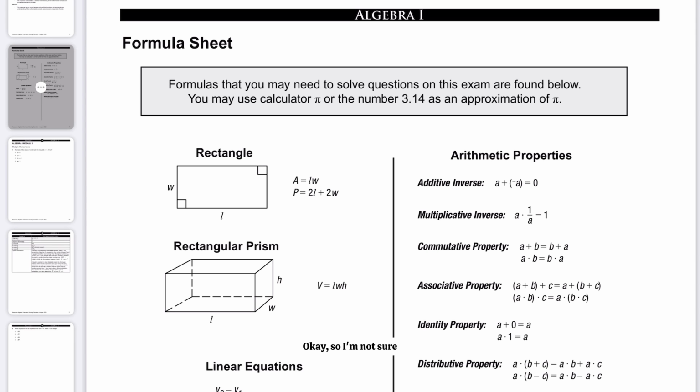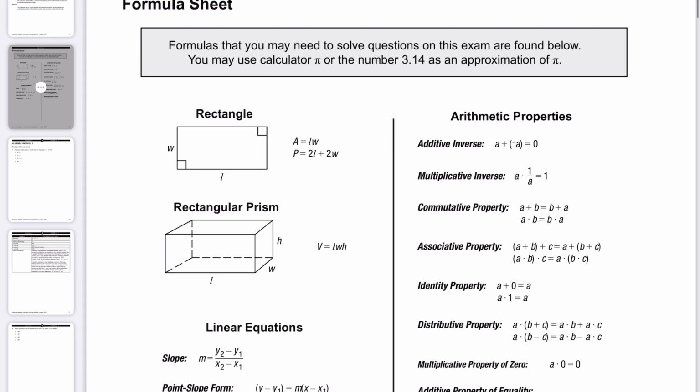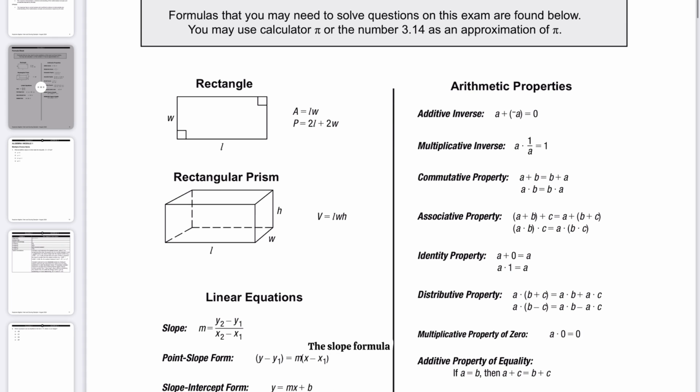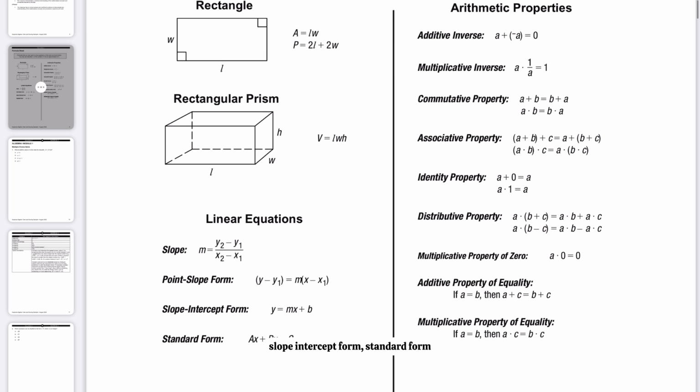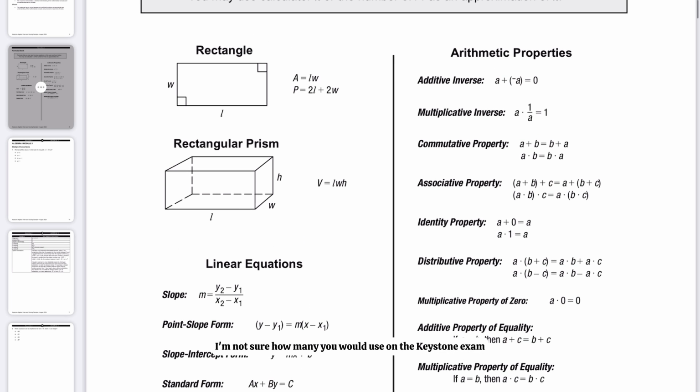I'm not sure how many of you pay attention to the formula sheet at all, but there are some formulas on here. The slope formula, point slope formula, slope intercept form, standard form. I'm not sure how many you would use on the Keystone exam, but you really should understand what all of them are for.